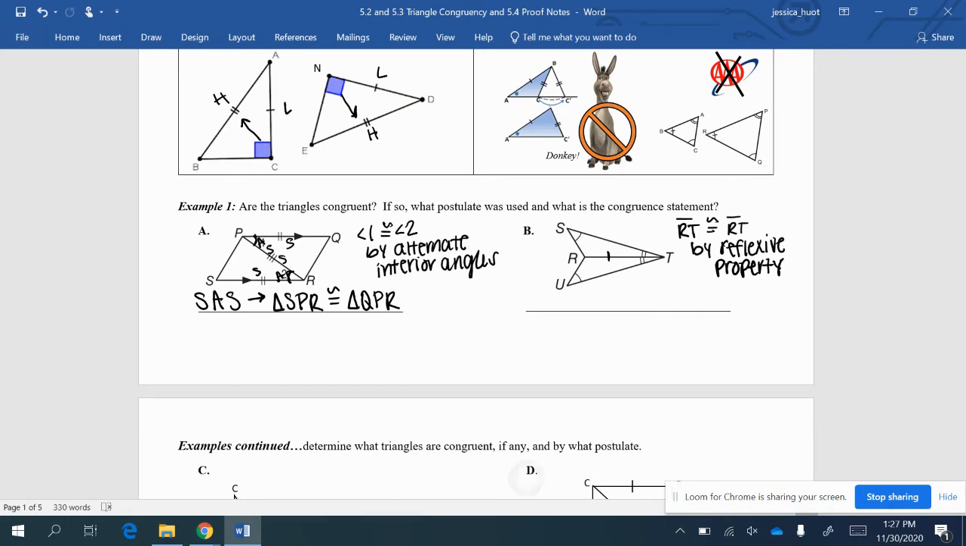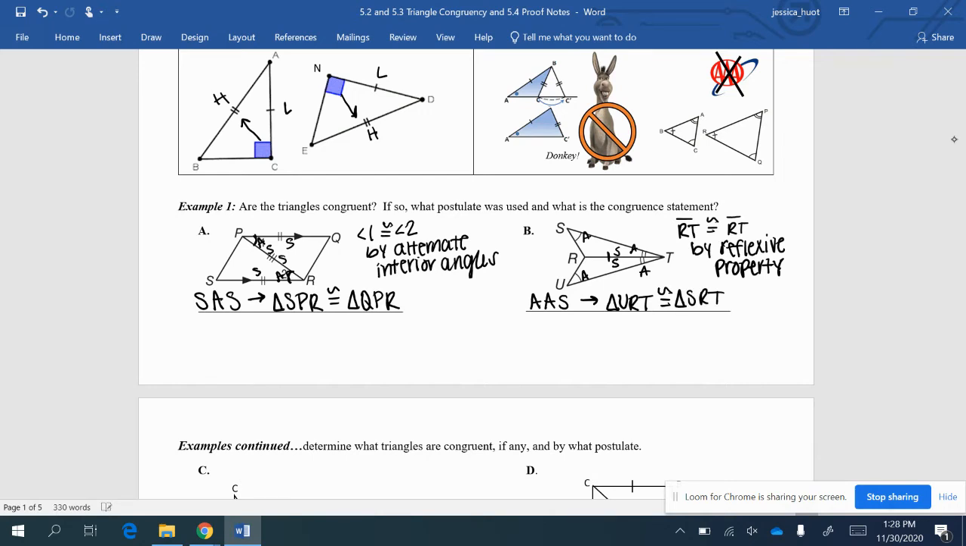So again, now I have an angle, angle, side, angle, angle, side. So this triangle is going to be congruent by angle, angle, side. So triangle URT is congruent to, it started with U, which is one arc, so S, which is one arc, so SRT.